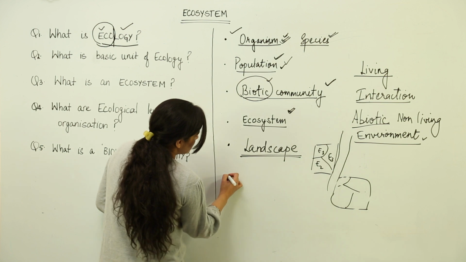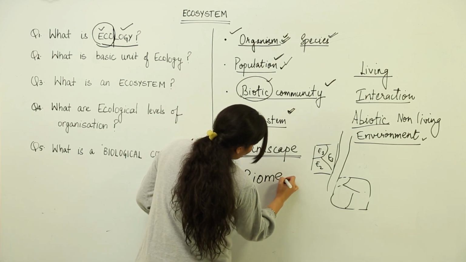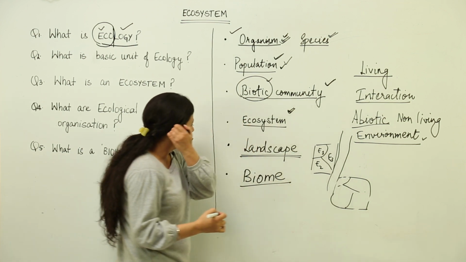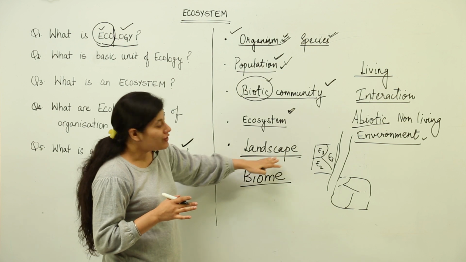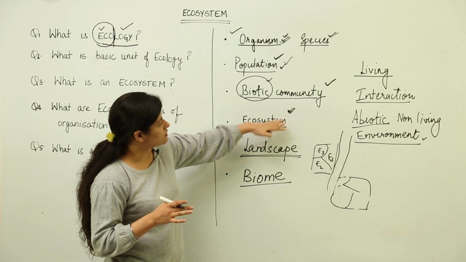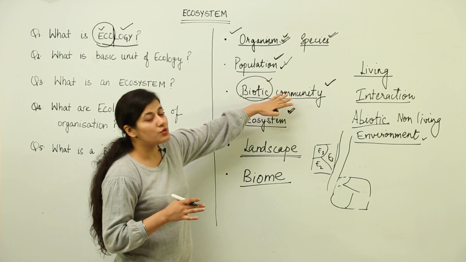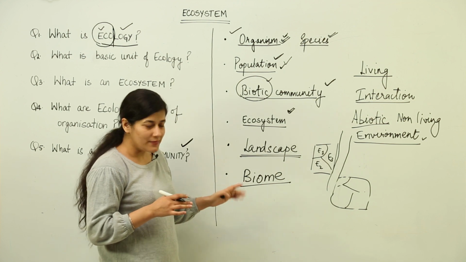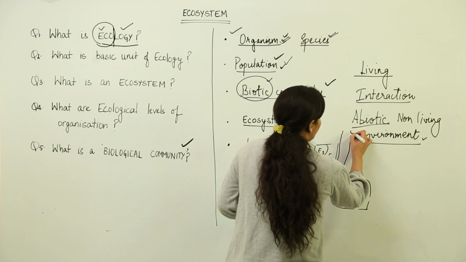Many landscapes, when studied together, would form a yet greater entity, that would be a biome. Supposedly I talk about a desert that would have many landscapes inside it. Those landscapes would have many ecosystem interactions amongst themselves. That ecosystem would have biotic communities inside it interacting among themselves. So what basically ecology is, it is the interaction of organisms with the environment.